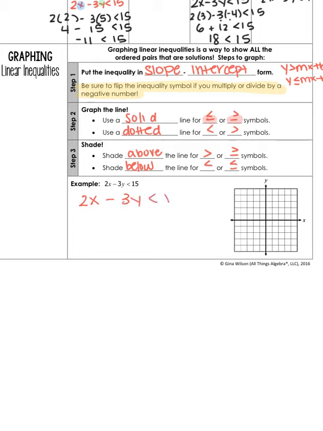And I need to solve to get this y all by itself. All right, so we're gonna first have to move this 2x to the other side. Since it's a positive 2x, subtract 2x from both sides. 2x minus 2x cancels. I'm still left with negative 3y is less than.